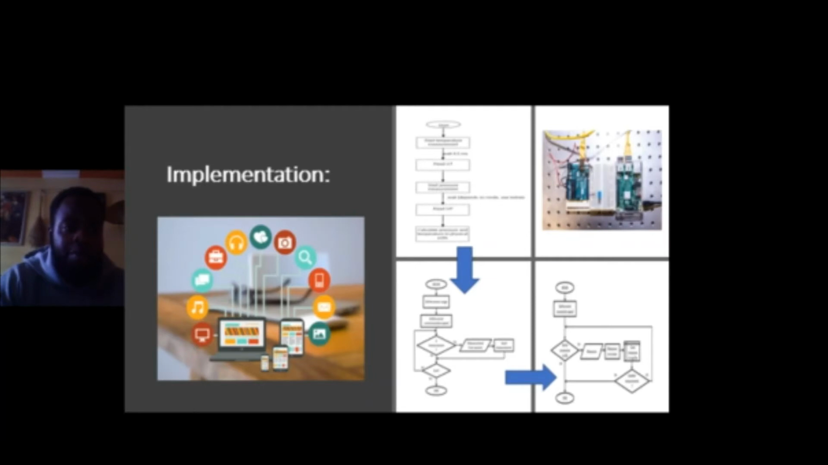So we do have the BMP180 on the first image. Secondly, we have the Arduino on the second image. And thirdly, we have the flowchart diagram for the Raspberry. And finally, a full setup of how we believe the system would look like. So I'll go straight into how it works.